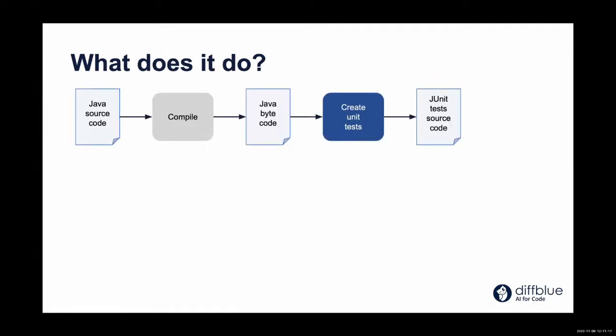So to recap a bit what it's doing. Essentially it takes the Java source code, makes sure it's compiled, and then on the basis of the Java bytecode, it starts to create the unit tests. And what you get in the end is the source code of the JUnit tests. So here we had one test for each method, but of course, if the methods are more complicated, with a couple of branches in them, then it will generate several tests.